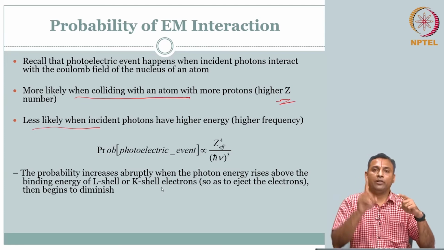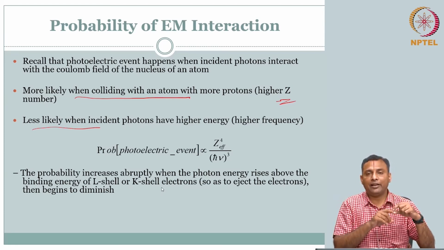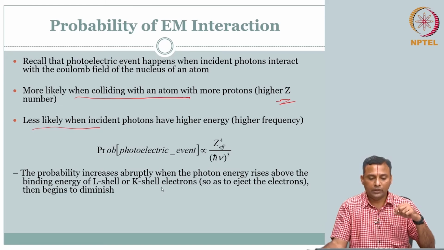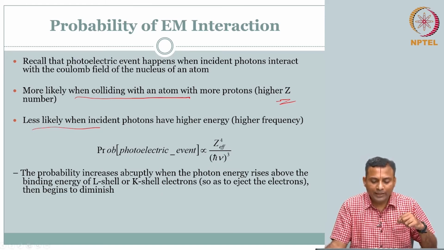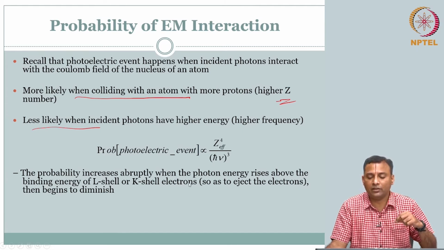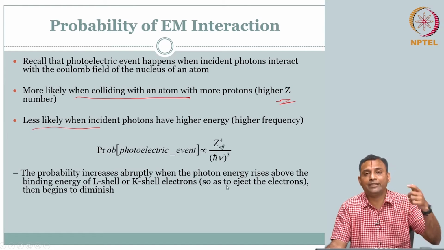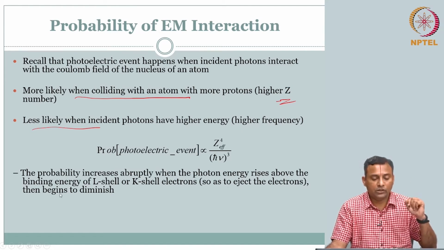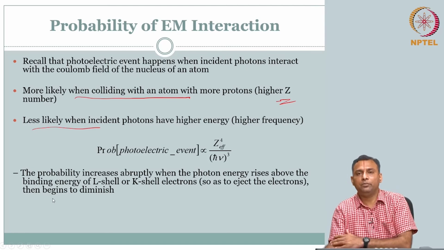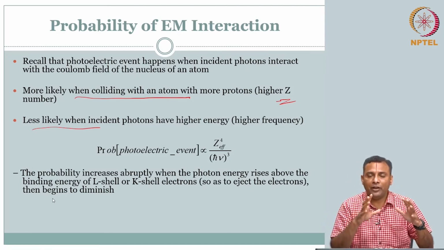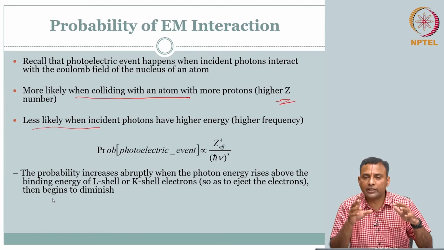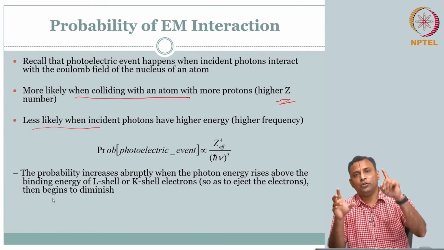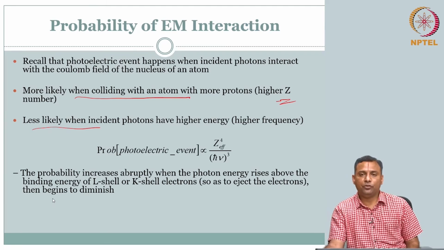So, the probability of the effect taking place increases. The probability increases when the photon energy rises above the binding energy of the K electron, because then suddenly you have many electrons in the K shell that you can eject. And then of course after that it will start to diminish. So, when you have an energy close to the K shell, L shell binding energy, you have maximized the photoelectric effect.